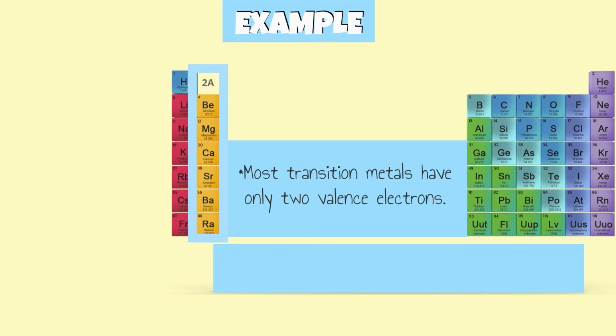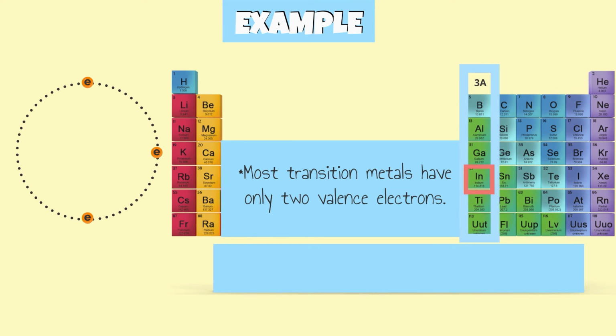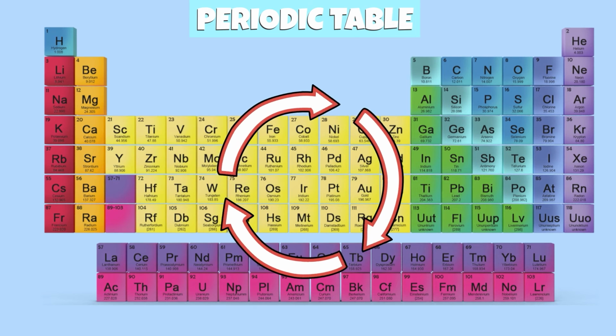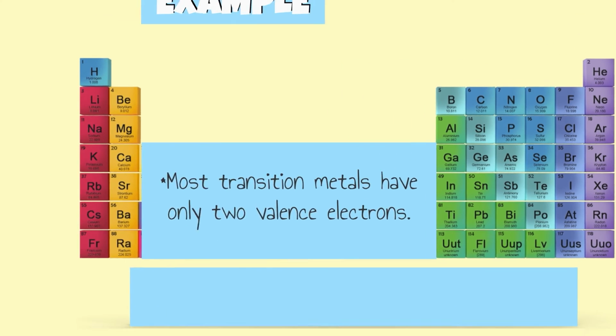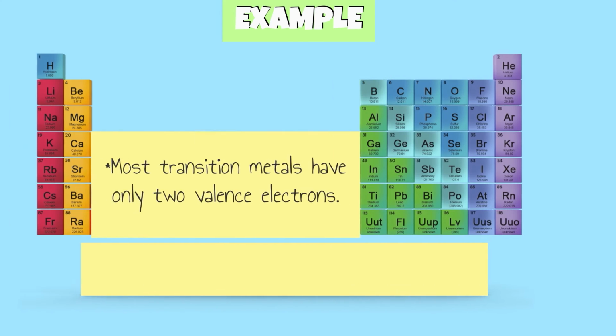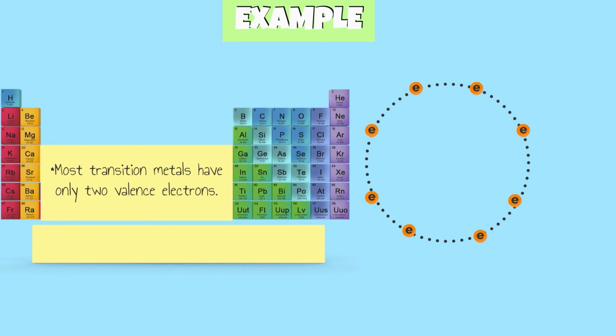Elements in the second group, although they're all in different periods, all have only 2 electrons in their outermost shell. All elements in the third group have different numbers of shells, but all have 3 electrons in their outermost orbital. This pattern repeats itself in the periodic table of elements. Elements in the seventh group all have 7 electrons in their outermost orbital and need only 1 electron to fill their orbitals completely. All elements in the eighth group have their outermost orbitals completely filled with electrons.